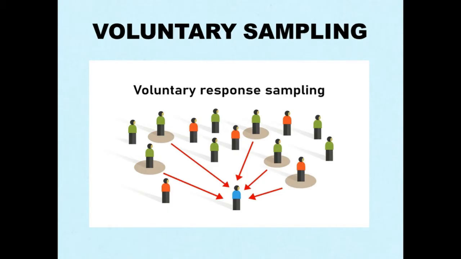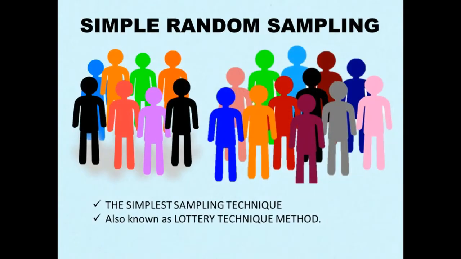Okay? Pangalawa, we have voluntary sampling. When we say voluntary, it means volunteer. Those respondents who want to be part of the research ay nagbo-volunteer na para maging part ng research mo. Voluntary sampling, which is also unfair. Okay? Ito dapat yung mga sundan nating techniques. We have 4. Number 1, we have simple random sampling.